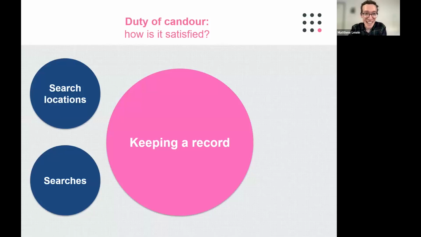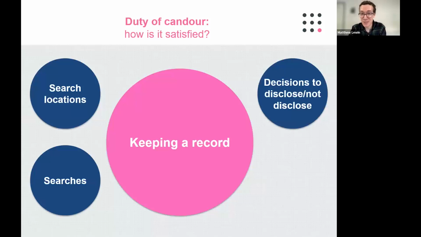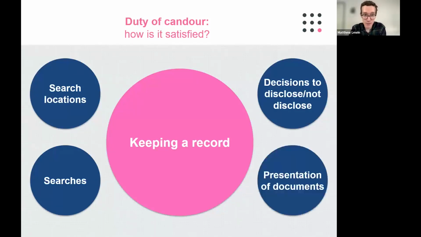Obviously, it needs to include what locations were considered for searching, what searches were carried out. What decisions were made about disclosability, so decisions to disclose, not to disclose, and how documents were prepared for disclosure, particularly where documents are going to be partly redacted for sensitivity reasons, privilege reasons, perhaps even in a very serious case, public interest immunity reasons. So some kind of record of how that process was decided also needs to be included.